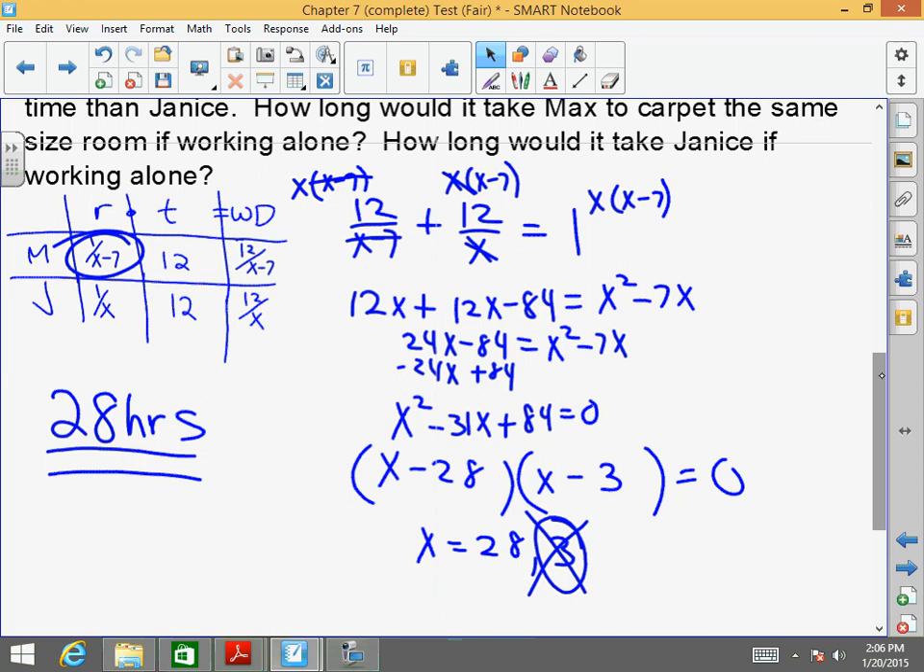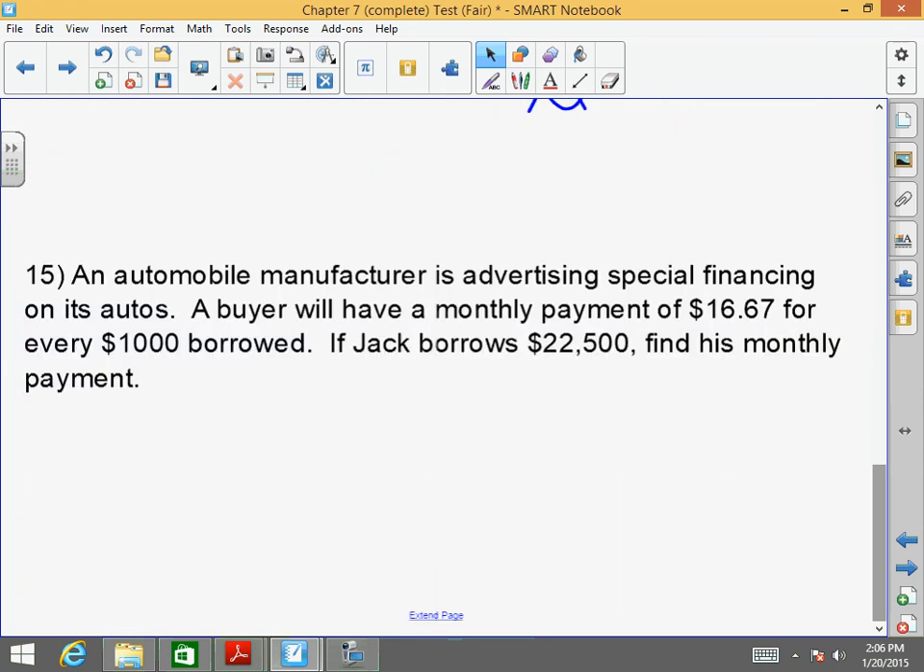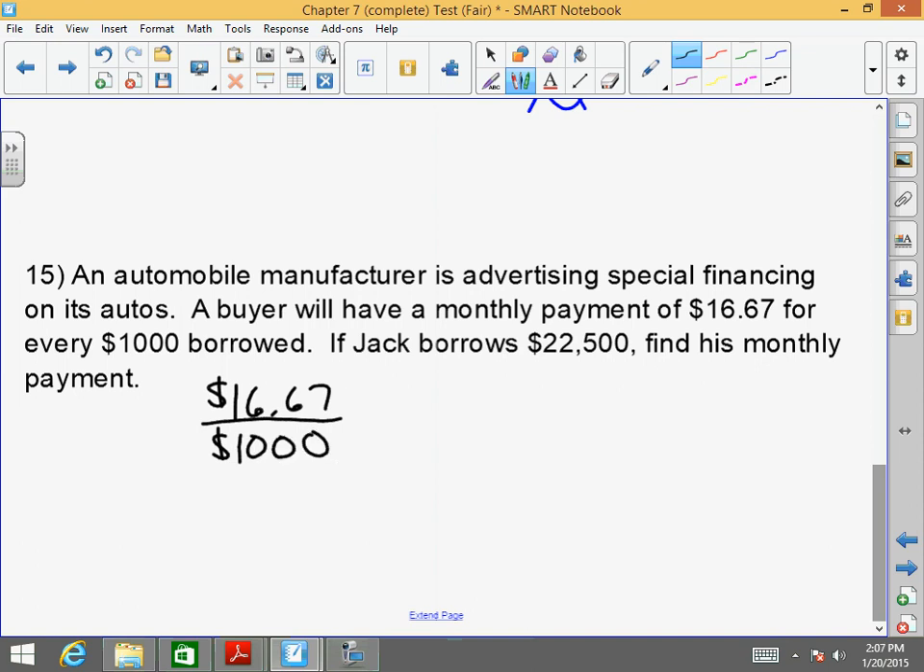And last but not least, this one, again, some people got this wrong because they created this super elaborate equation, which I do not know who taught it to you, but I definitely did not teach this to you. Auto buyers are having monthly payment of $16.67 for every $1,000 borrowed. So this is payment to borrowed. Jack borrows $22,500. Wouldn't that go down here because that's what he borrowed? I want to find the payment.